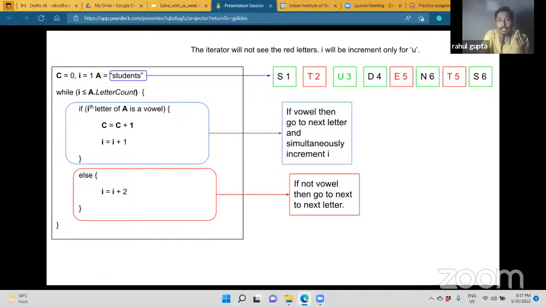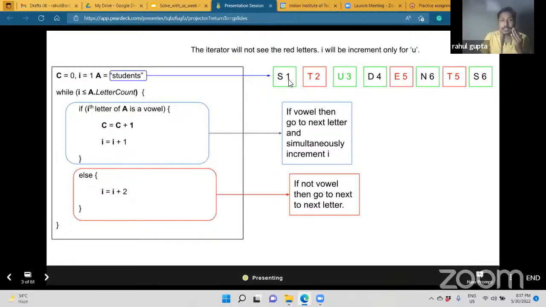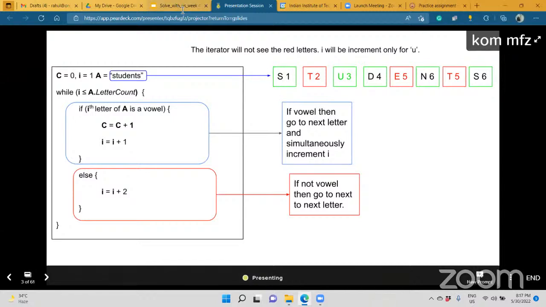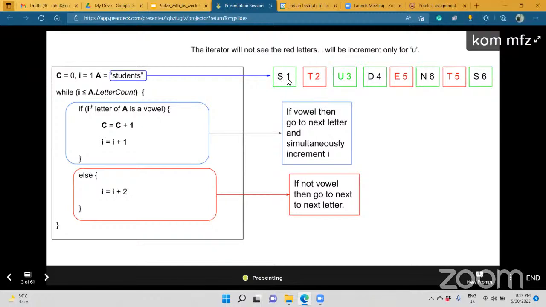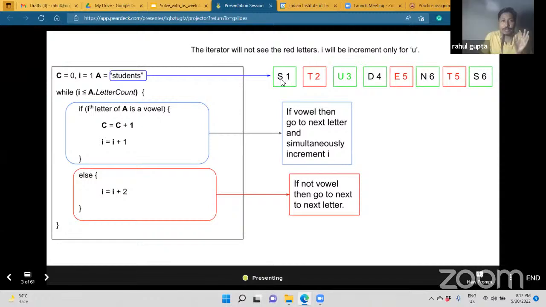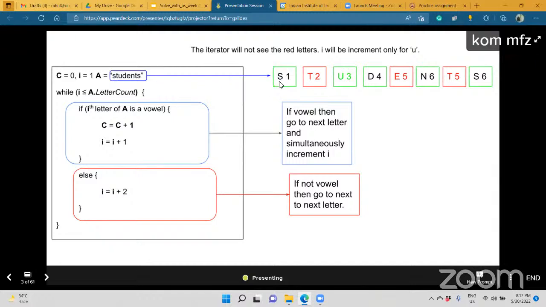Okay, so what is happening? See, can you see my cursor? Yes, sir. It is visible. So when I is equal to 1, I am going to the first letter, which is S, right? Yes. Then what will happen?